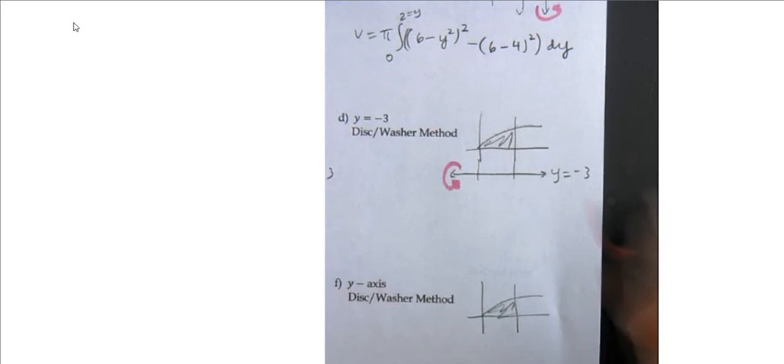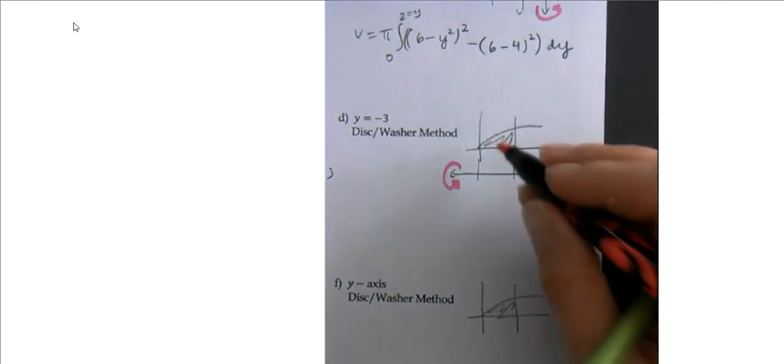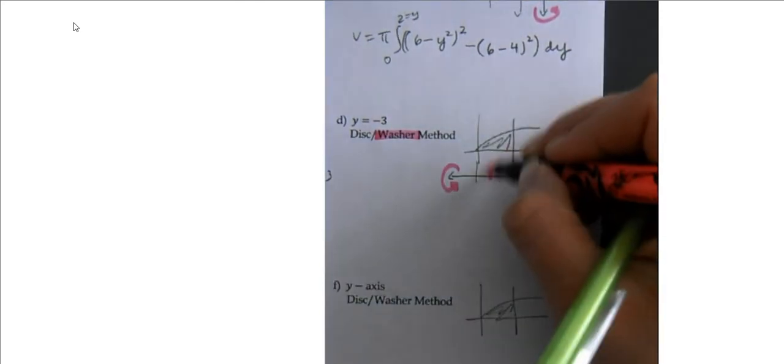Stay strong, kiddos. So y equals negative 3. This is what you're rotating around. Is there a gap between the line of rotation and the axis of symmetry? Because the answer is yes, it's washer. Line of rotation farthest away, line of rotation closest.